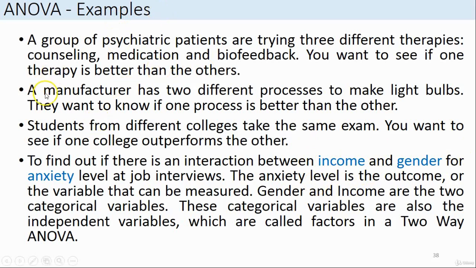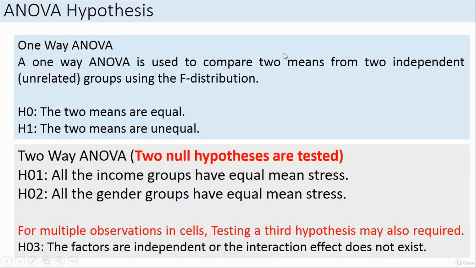And if you see this one, a manufacturer has two different processes to make light bulbs, and they want to know if one process is better than the other. So here we have only one variable, that is, the two different groups. So it is a one-way ANOVA. These are a few of the examples of ANOVA.